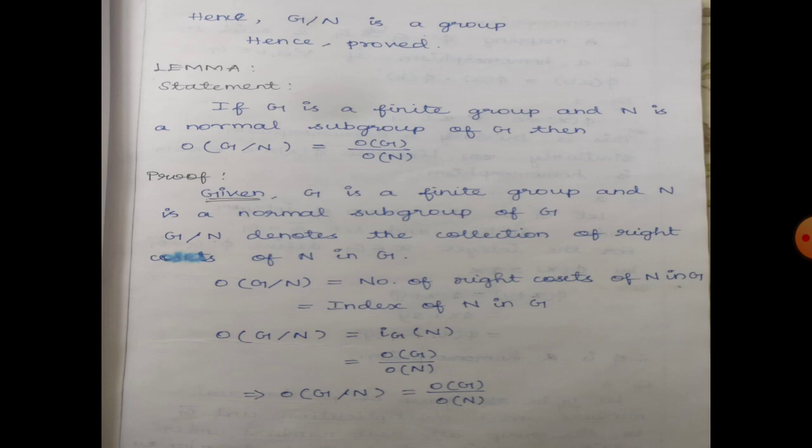The number of right cosets of N in G is, by the definition of index, equal to the index of N in G, that is I_G(N). We already know the definition: I_G(N) will be the order of G divided by the order of N. So this implies the order of G by N is equal to the order of G divided by the order of N. This is also proved. So today we have seen one 10 mark question and one 5 mark question. Both the theorems and the lemma are very important, so you have to study today itself. Thank you.